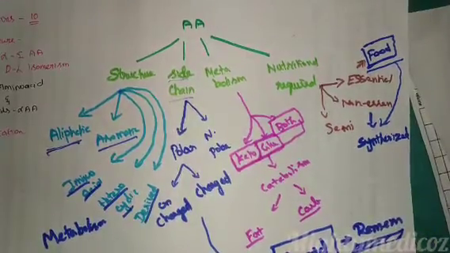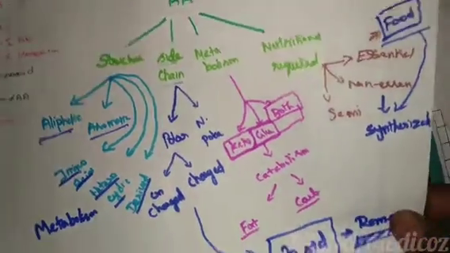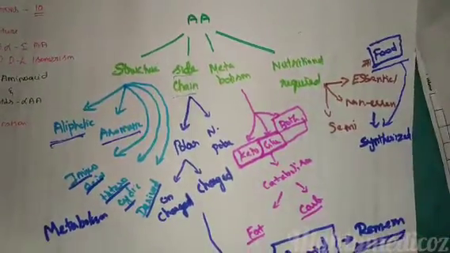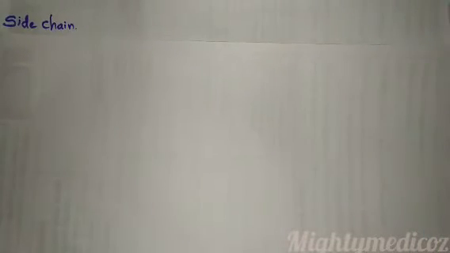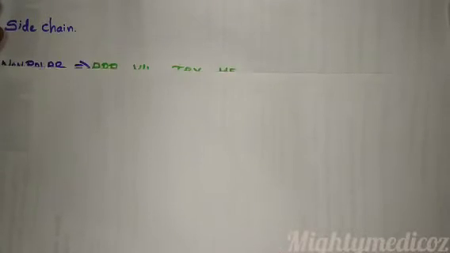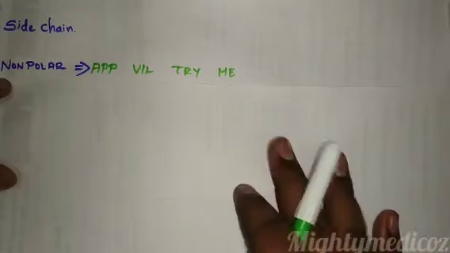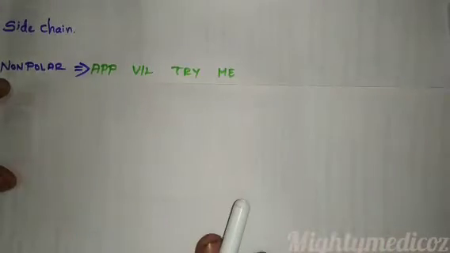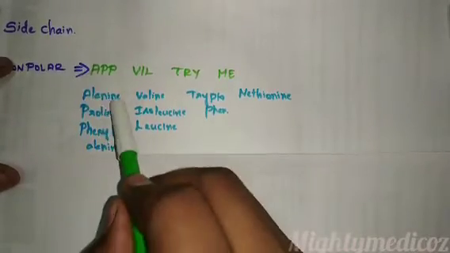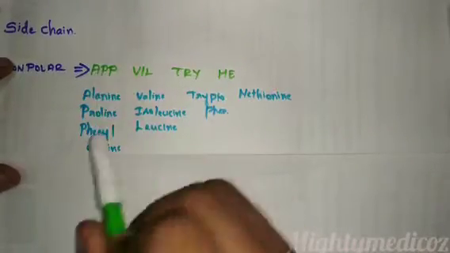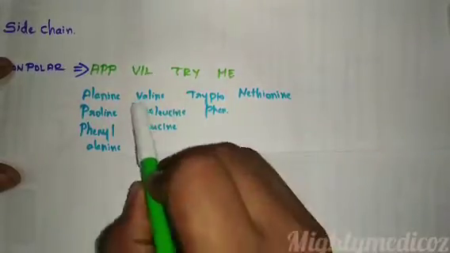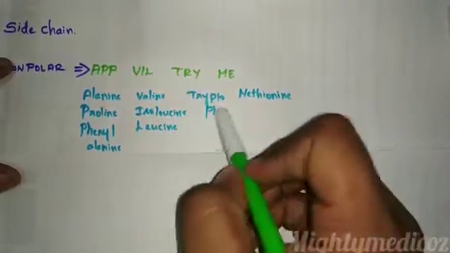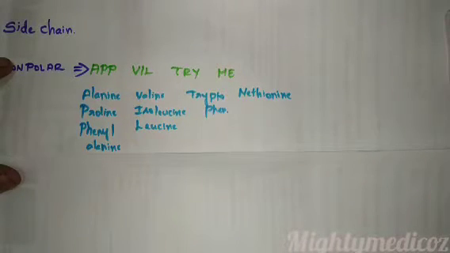Next, we are going to study the 20 standard amino acids using mnemonics based on side chains. We have three mnemonics to remember the 20 amino acids. The first is non-polar, with the mnemonic 'App will try me'. A is for alanine, P for phenylalanine, another P for proline. Will refers to valine, isoleucine, leucine. Try refers to tryptophan, and me refers to methionine.